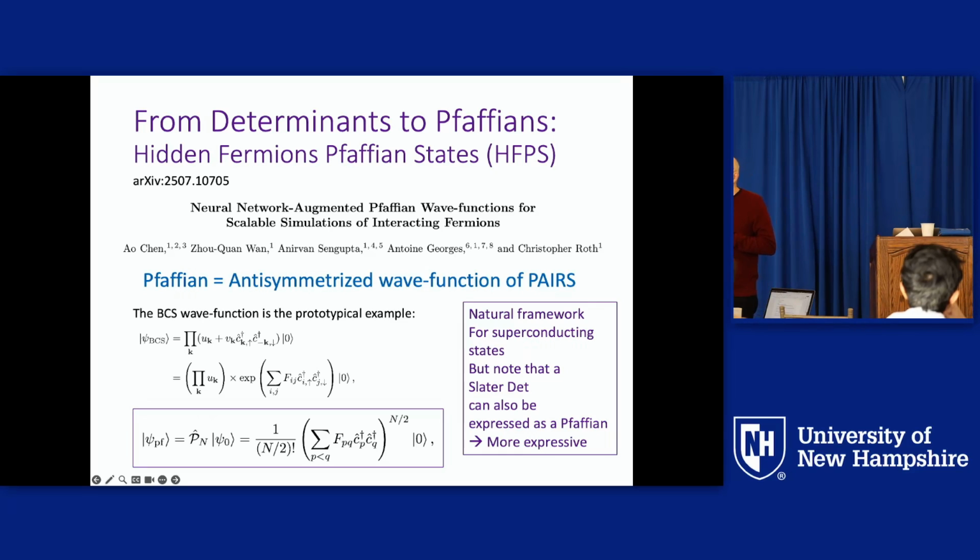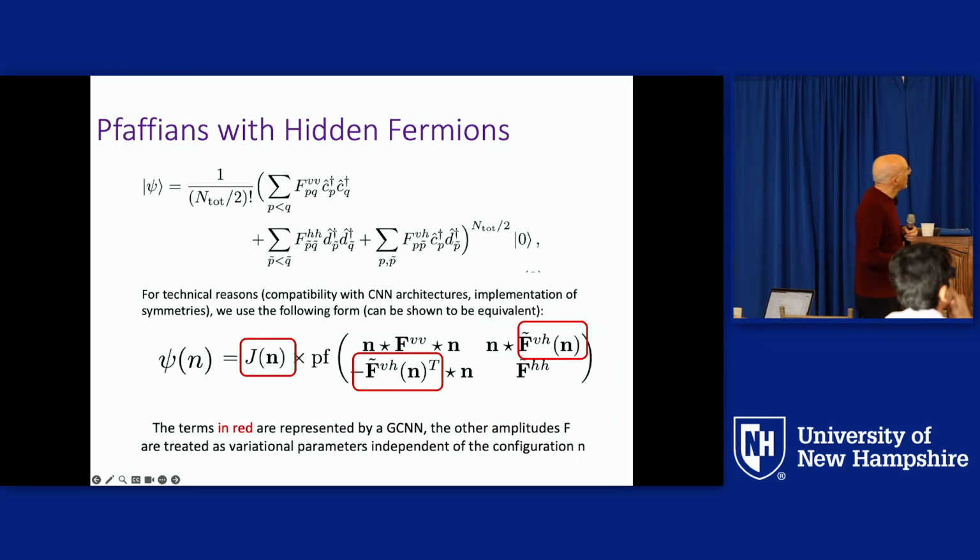A Slater determinant can always be expressed as a Pfaffian, just putting some elements to 0, the same way that the BCS wave function is also a wave function for the normal state when there is no pairing. Okay, so it's a very natural framework for superconducting states. So we apply this idea of hidden fermions to the Pfaffian form.